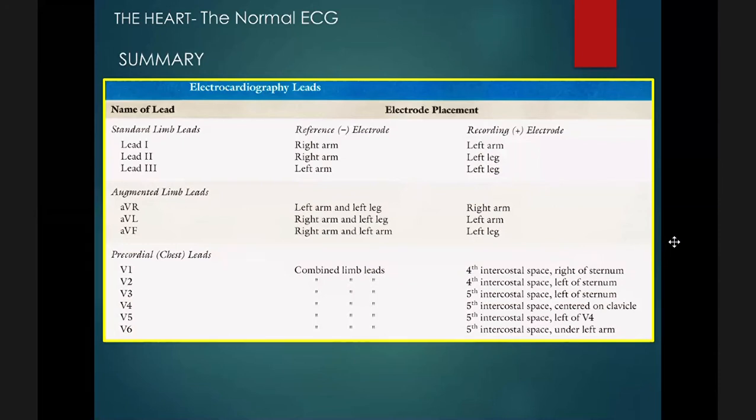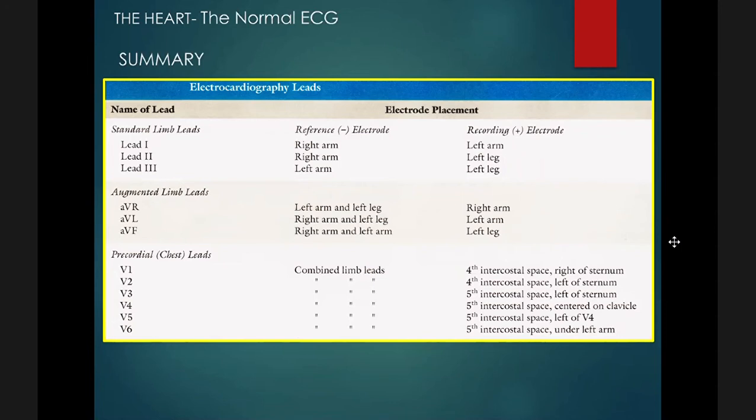So, ganun lang siya. And then, magme-measure ka na ng lead 2, lead 3, aVR, aVF, aVL. So, ganun din sa chest leads. Sa chest leads, you are putting the chest leads here. So, the positive electrodes are on the limb leads and the negative electrodes are on the chest leads. So, if you are going to measure V1, for example, the positive electrode is on the limb leads and the negative electrode is on the chest leads.